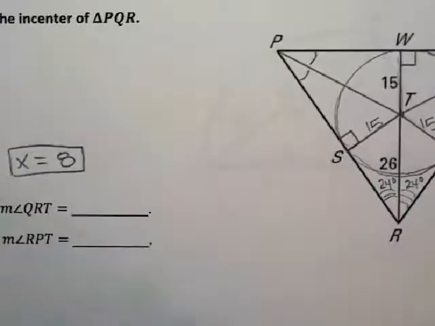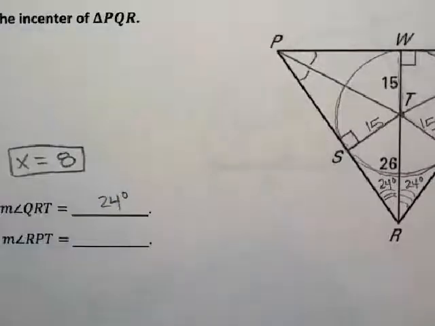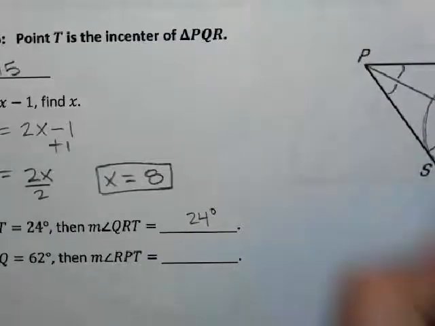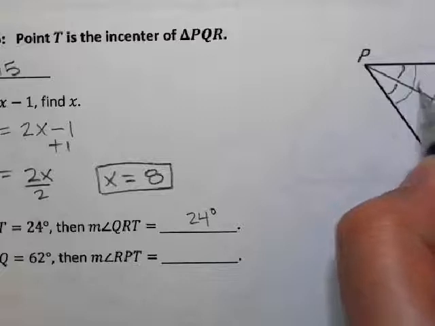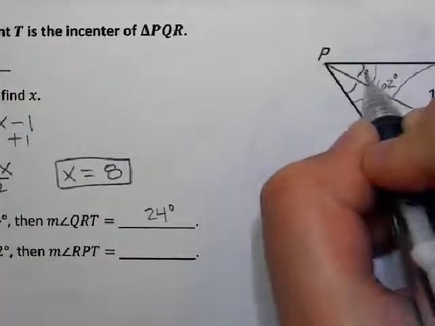Okay. The next one says RPQ. If RPQ is 62, then they're 31, 31. Okay. So if RPQ is 62, then RPT is 31.